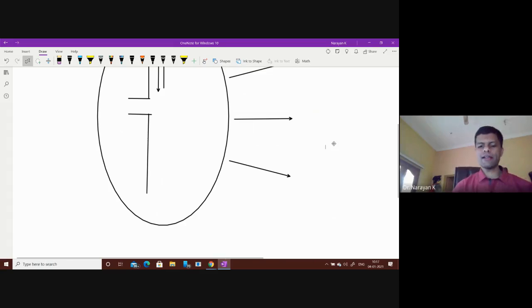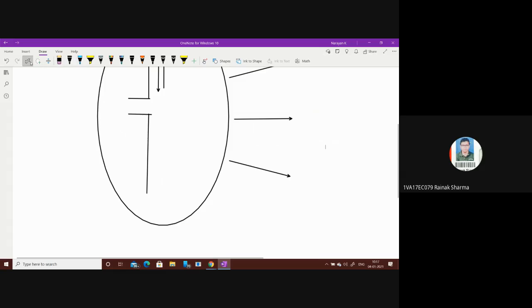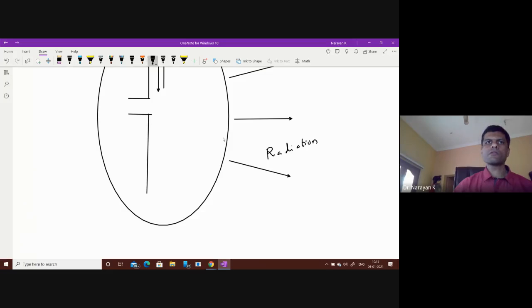Have you all drawn this diagram? Yes, sir. Okay, fine. This is your radiation. This is your dipole antenna.